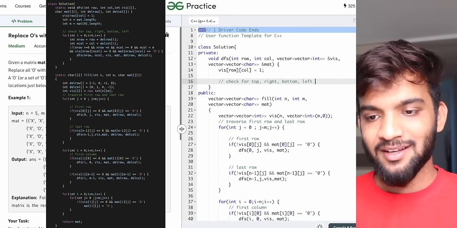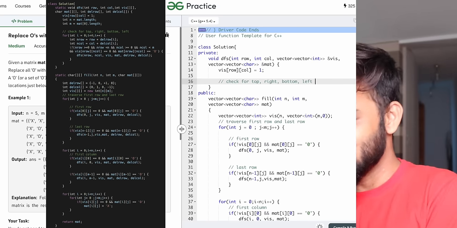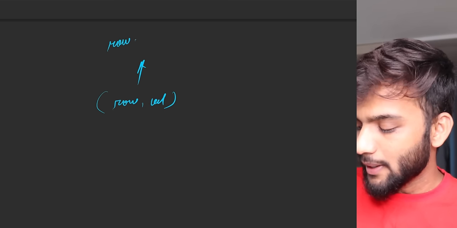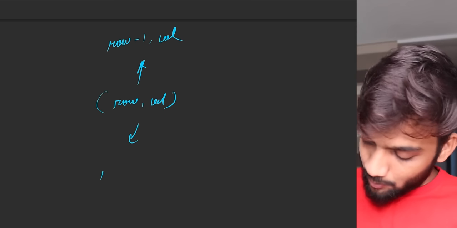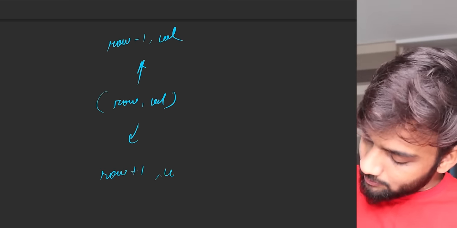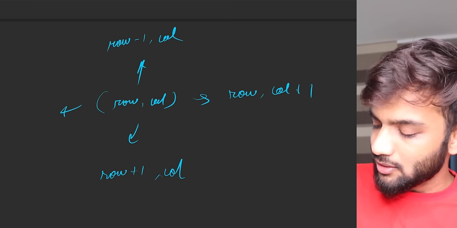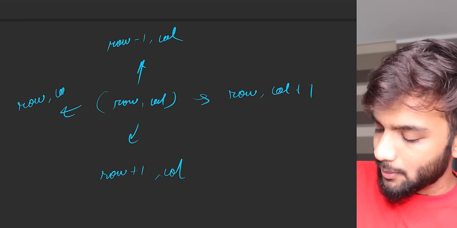So how do you check? I think everyone now remembers that, isn't it? You have been doing that throughout. So if you are standing at a row column, you need to check the top, which is row minus one, column. You need to check the bottom, which is row plus one, column. You need to check the right, which is row, column plus 1. You need to check the left, which is row, column minus 1.